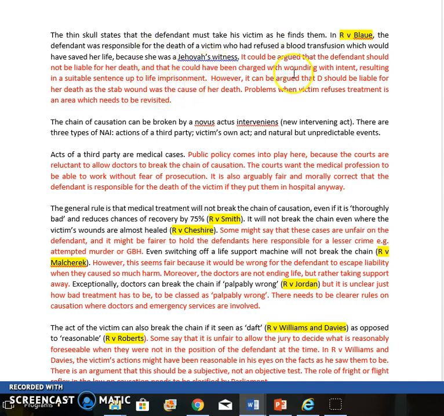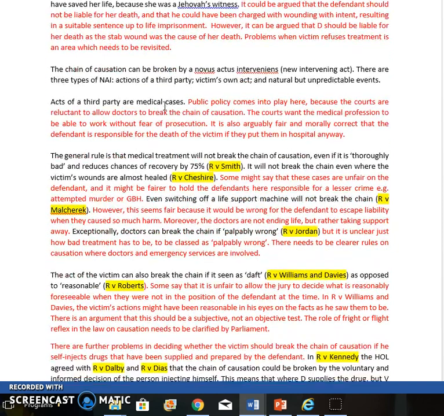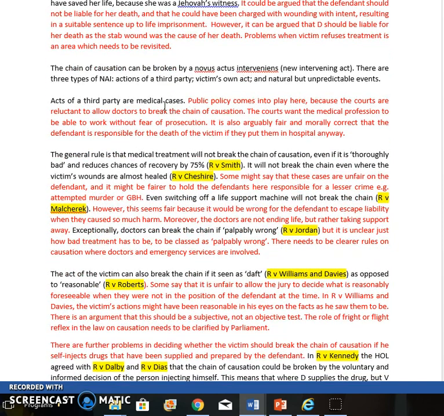However, and the argument I certainly favour, is that the defendant should be liable because it was the stab wound that caused her death, and she is fully entitled as an autonomous being to refuse treatment. But of course, you could argue both sides of the coin here. My next stage in legal causation is the fact that the chain can be broken by a novus actus interveniens or a new intervening act, and I've listed my 3 types there.